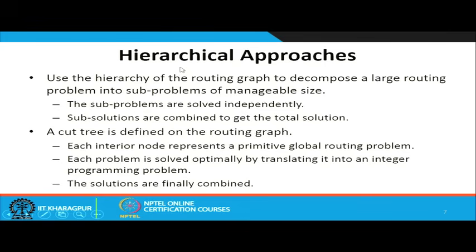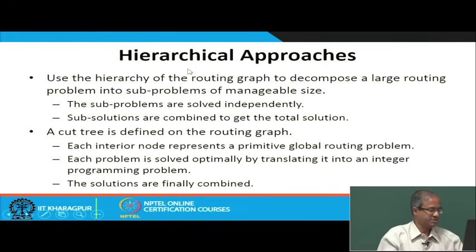Well, of course, you can go for the hierarchical approaches. Here what we do, we use the hierarchy of the routing graph. Again this is a divide and conquer kind of approach. We decompose a large routing problem into smaller sub problems which can be solved independently. Once you solve the smaller sub problems independently, you will have to combine them together again, to get the overall solution. So, I shall show an example.